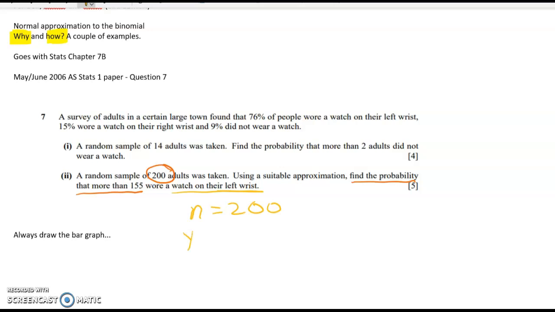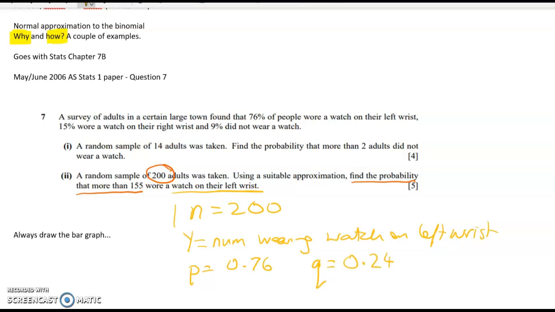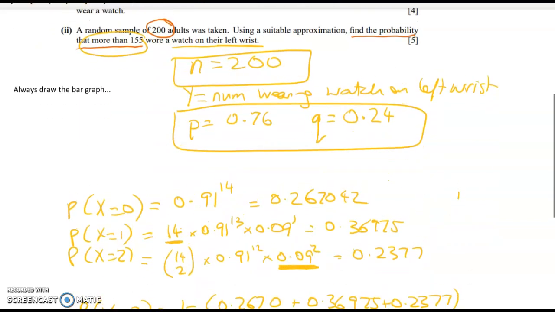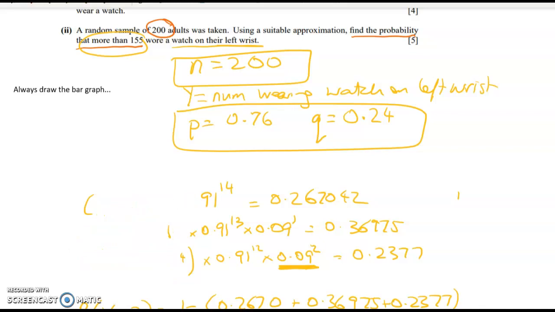So we're going to have y equals number wearing watch on left wrist. Don't have to write that out, but it often helps us set the problem up. And the probability of that happening is 0.76, and 1 minus the probability of that happening is q, which is 0.24. Okay, so we can do a binomial calculation on that, except that it's going to be incredibly painful, because if we want the probability of more than 155 people, we've got a lot of adding up to do.